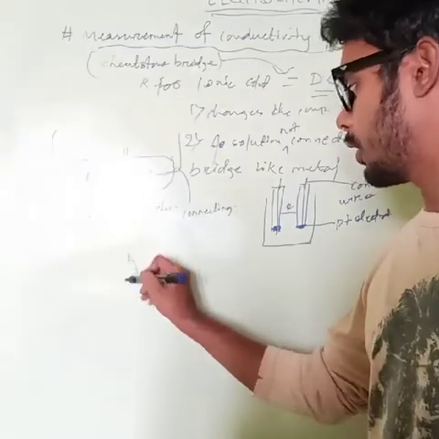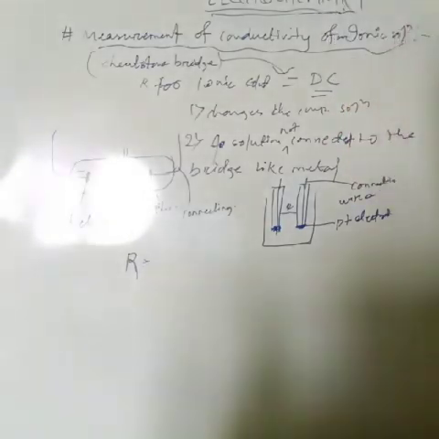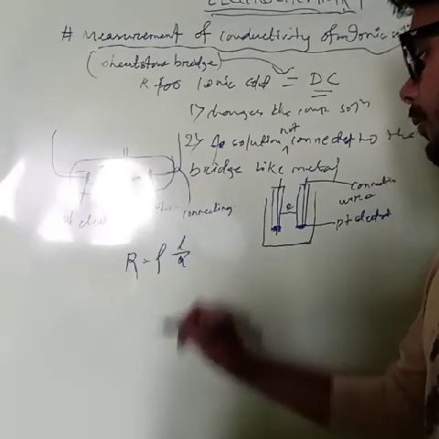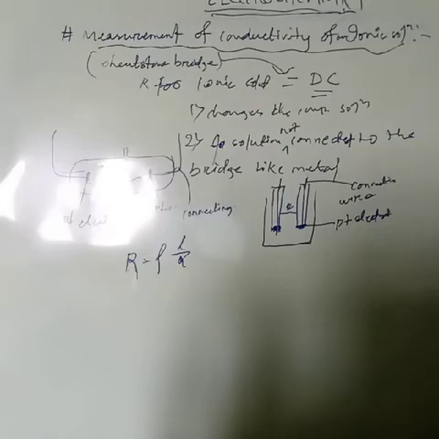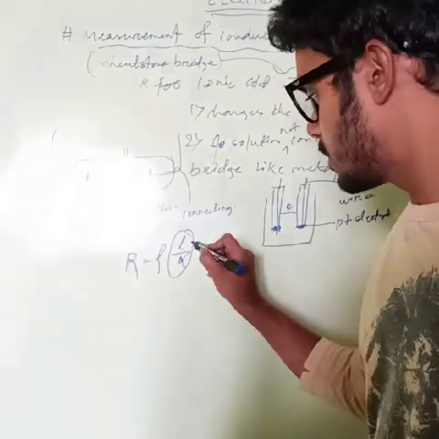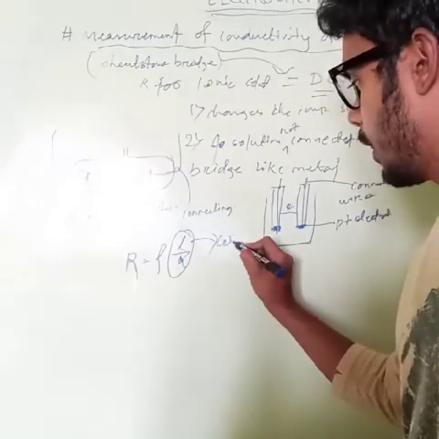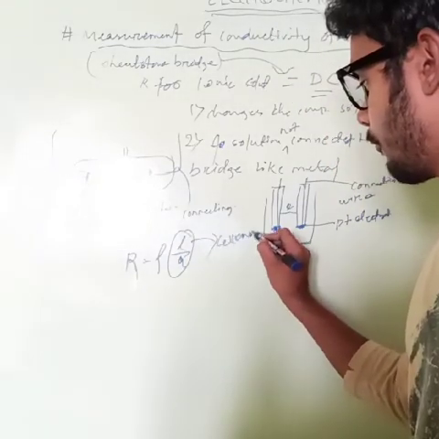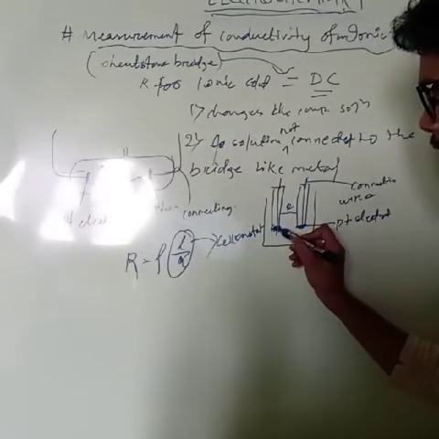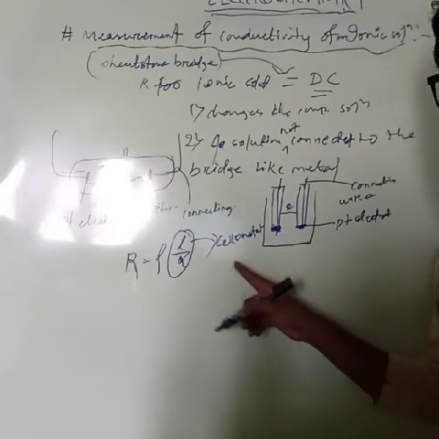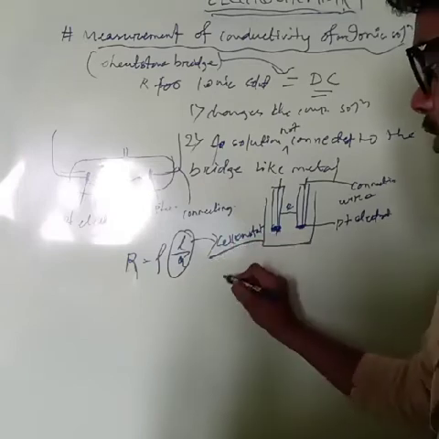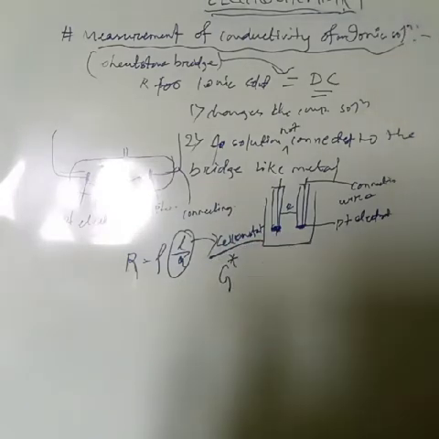So how? By using the formula R equals rho L by A. Rho is the resistivity, and L by A is the cell constant. L is the distance, A is the area of the electrode. This is nothing but the cell constant, and the cell constant is denoted as G star.